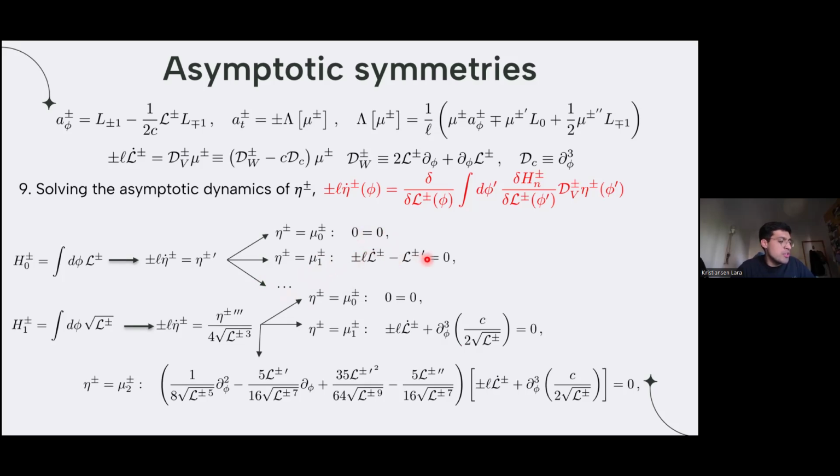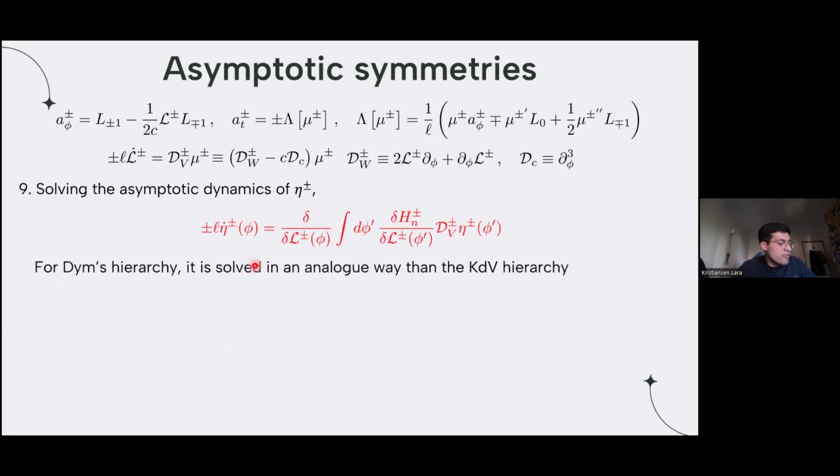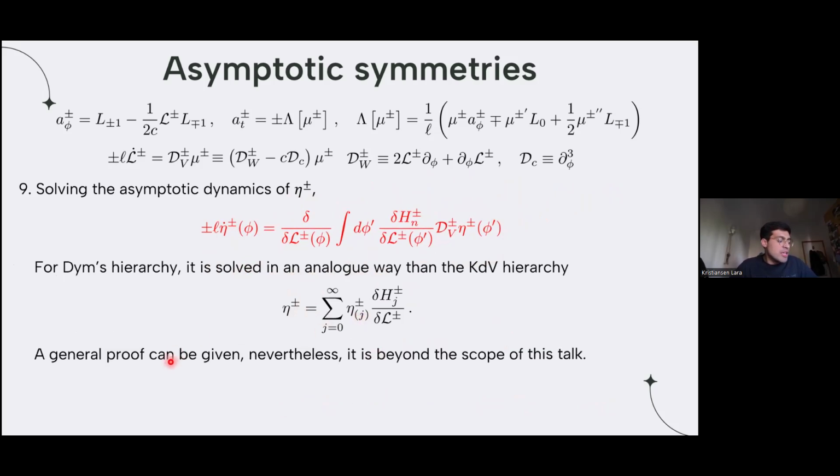The chiral boson equation is the equation of motion. 0 equals 0 is solved. This is the dim equation, and here is a horrible differential operator acting on the dim equation. For dim's hierarchy, this equation in red is solved in an analogous way to the KdV hierarchy, as a superposition of dim's Gelfand-Dickey polynomials. A general proof can be given, which is, in my opinion, very beautiful. Nonetheless, it is beyond the scope of this talk.